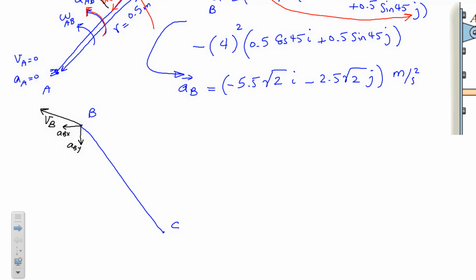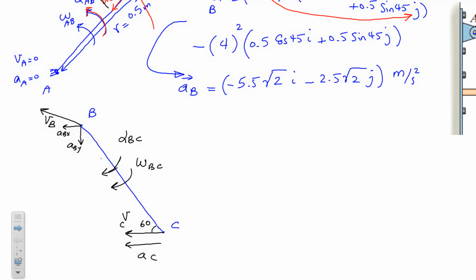The same discussion applies for acceleration of point C. I do not know the direction, so for now I consider it the same as the velocity of point C. So this is VC and this is AC. And this angle theta is 60 degrees. These are alpha BC and omega BC.